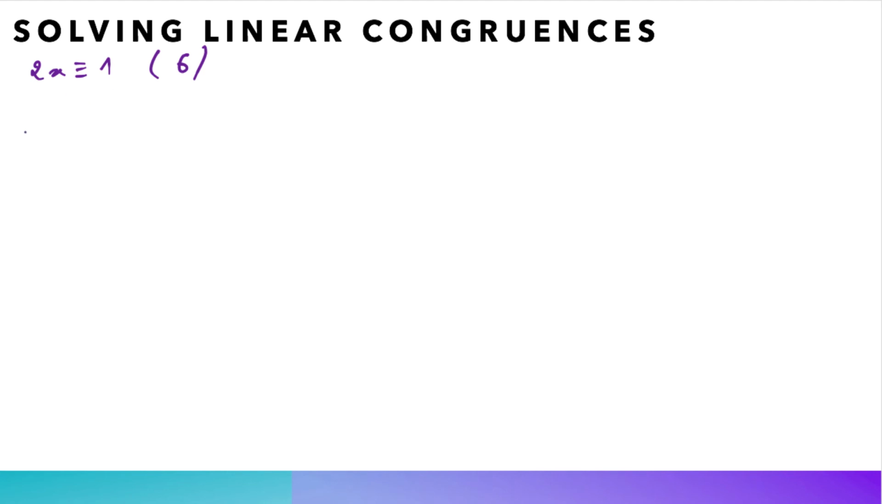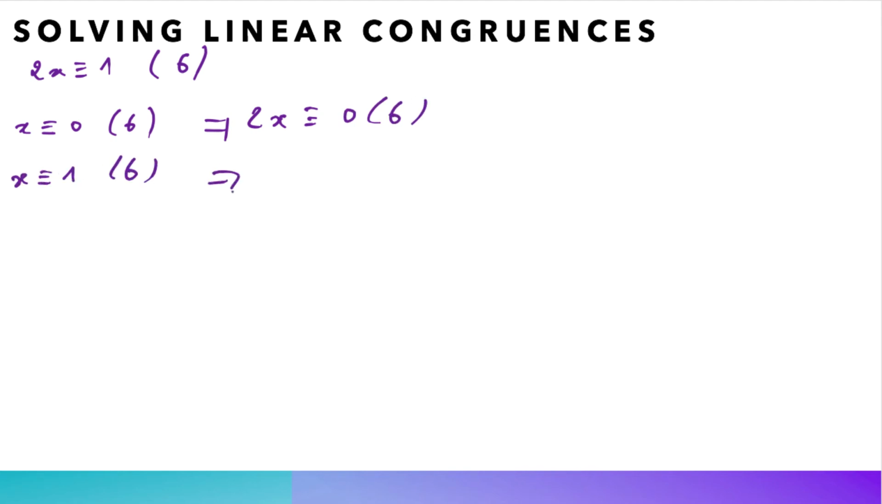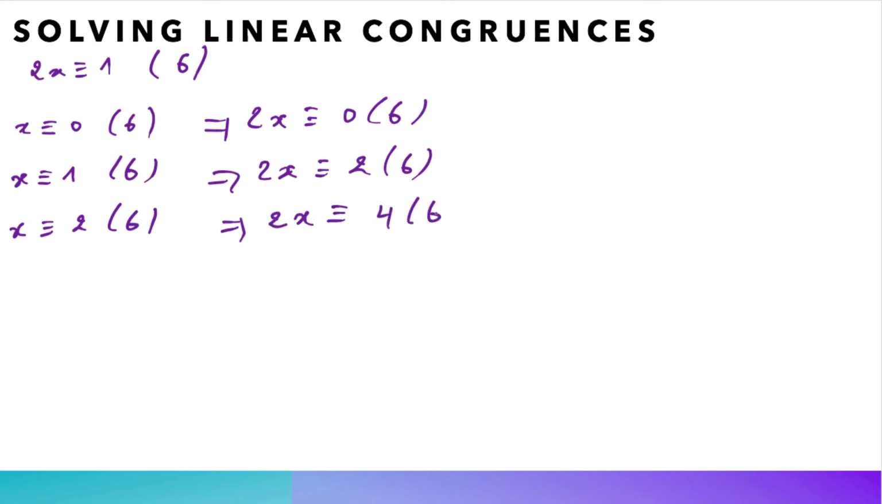Actually, we can do this with brute force, and we know that if x is congruent to 0 modulo 6, then 2x is also congruent to 2 times 0, which gives 0 modulo 6. Now, if x is congruent to 1 modulo 6, 2x gives 2 times 1 modulo 6, which is 2 modulo 6, and this is different from 1 modulo 6. If x is now congruent to 2 modulo 6, then 2x is congruent to 2 times 2 modulo 6, which is 4 modulo 6, and this is different still from 1 modulo 6.